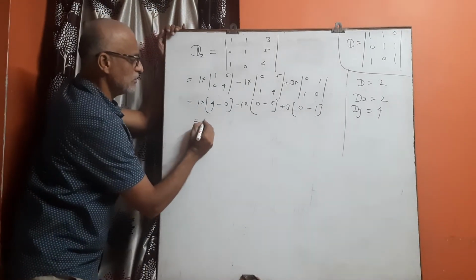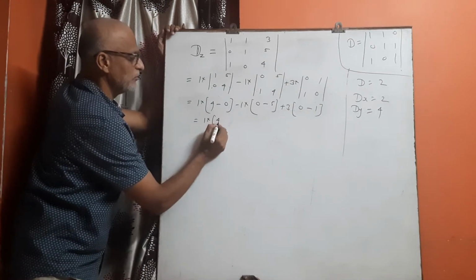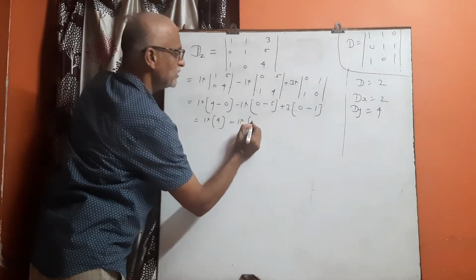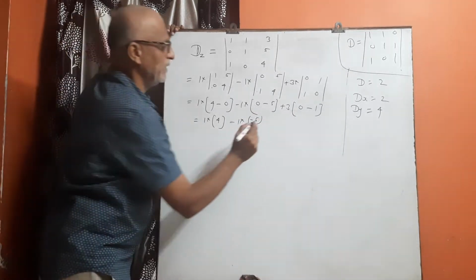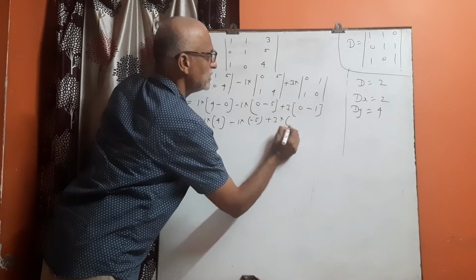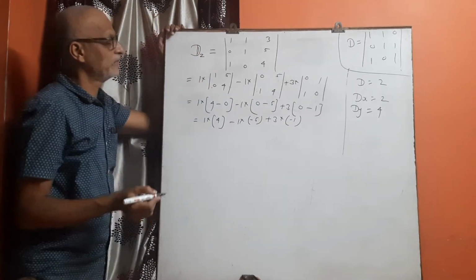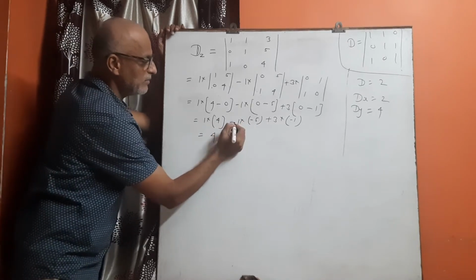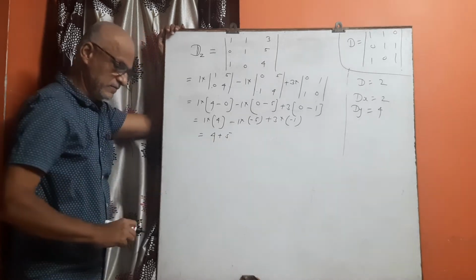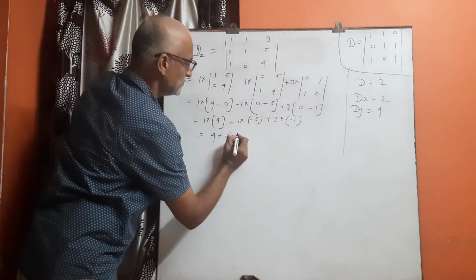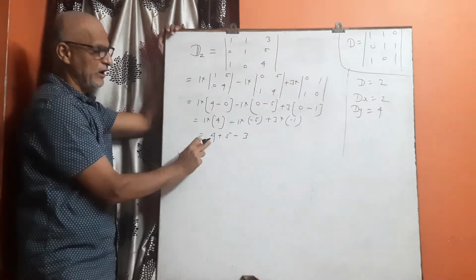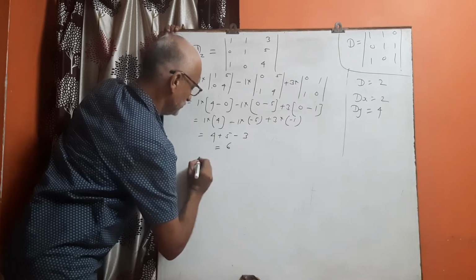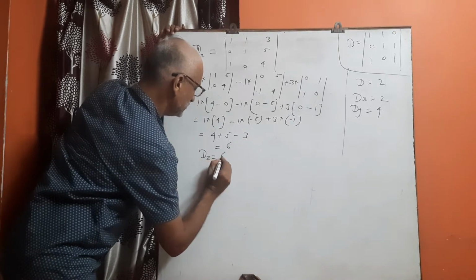So it is equal to 1 into 4 minus 0, which is 4, minus 1 into 0 minus 5, which is minus 5, plus 3 into 0 minus 1, which is minus 1. So we get 1 into 4 is 4, minus 1 into minus 5, minus minus plus, that is 5, and 3 into minus 1, that is minus 3. So 5 plus 4 is 9, 9 minus 3 is 6. So the value of dz is equal to 6.